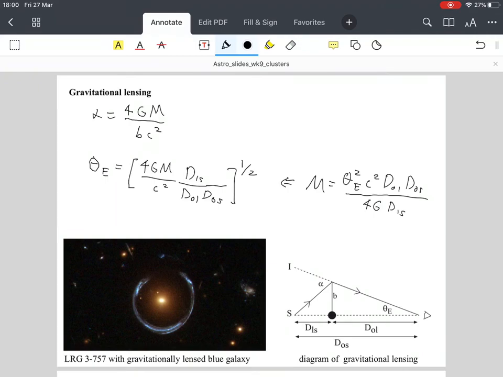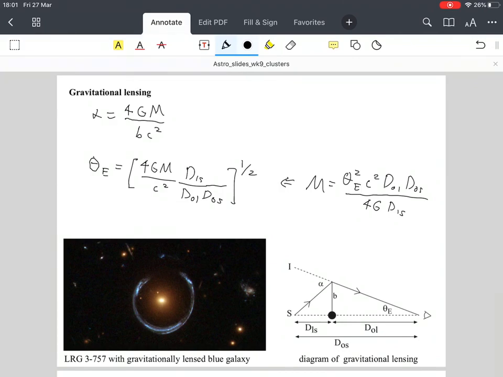D_LS. Okay. Now, in this example, this object that was bending space-time is an elliptical galaxy, but often it's entire galaxy clusters that are doing the bending because they are extremely massive objects. And the way then to get this mass is just to use this gravitational lensing.